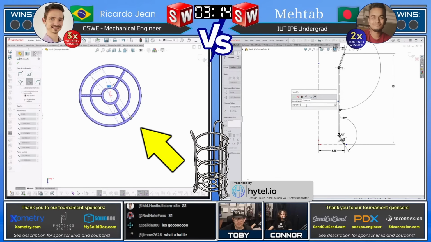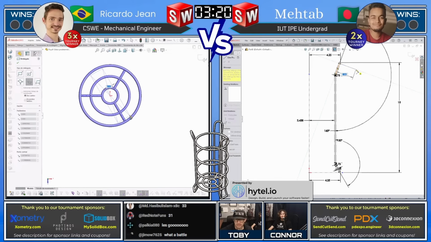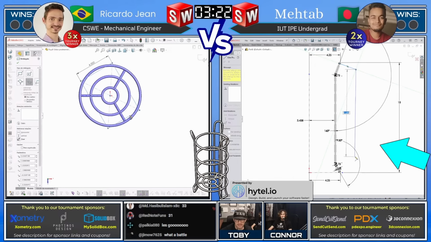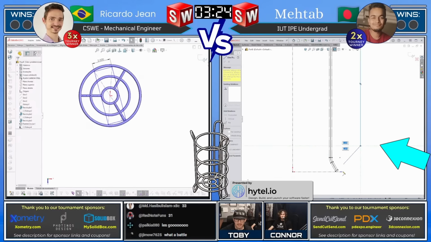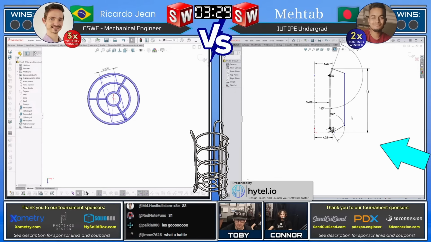Now we see Ricardo Jean on the left, kind of looking down this thing from the top. It looks like he's almost drawing some kind of a rectangle shape here, so kind of interesting. And we see Mehtab on the right. He's now got that. Looks like he's happy with how that leg is constructed.